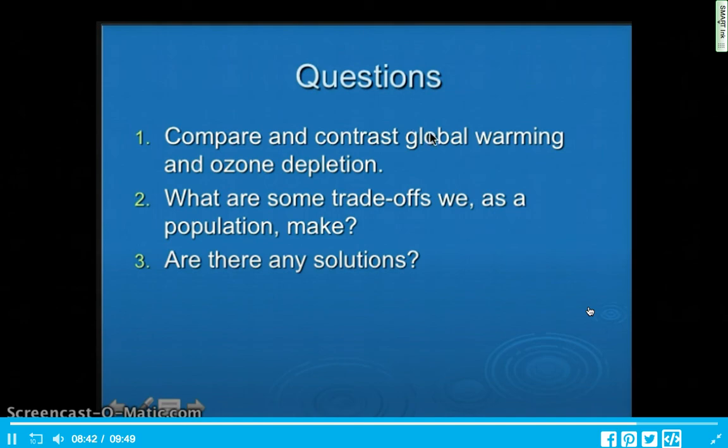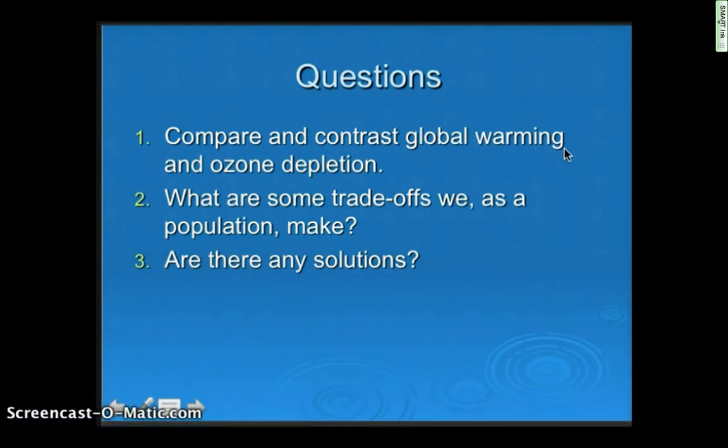Global warming is caused by greenhouse gases such as carbon dioxide that retain the sun's radiation near the surface of the Earth that causes a gradual warming. Ozone depletion is a thinning of the ozone layer which causes increased ultraviolet radiation. Some trade-offs we make as a people include agriculture and farming as one example.